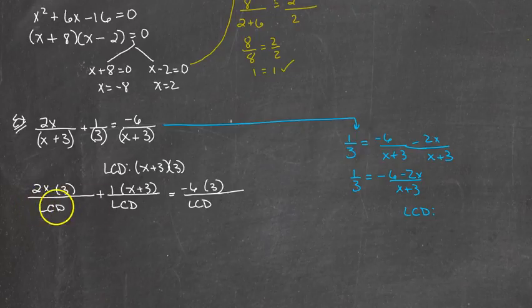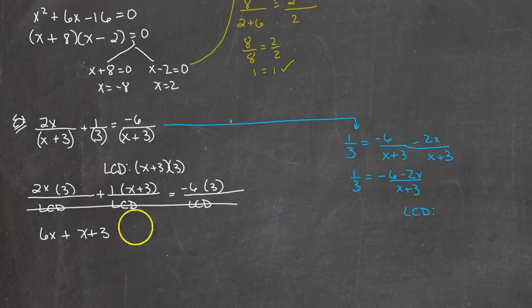Now look at this. I have lowest common denominators straight across. Done. And the reason I can do that is because I have an equal sign. If I have an equal sign and all the same thing in the denominator, I can just take them right off. That's pretty cool if you ask me. Okay, so let's finish this up. 2x times 3 is 6x, plus 1 times x plus 3 is just x plus 3, equals -6 times 3 is -18. So 6x plus x, 7x, plus 3 equals -18.